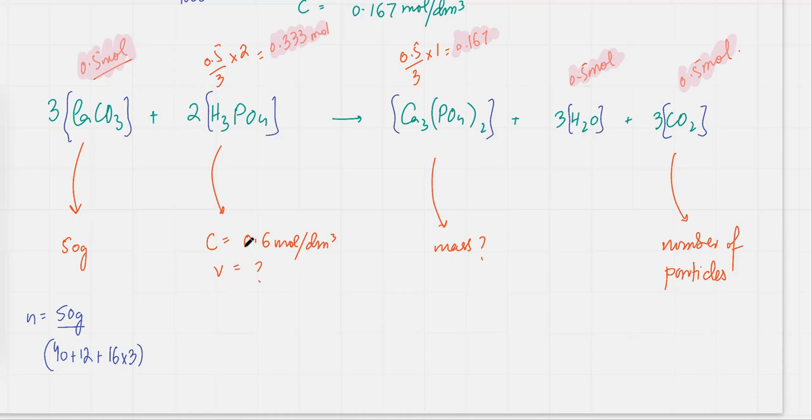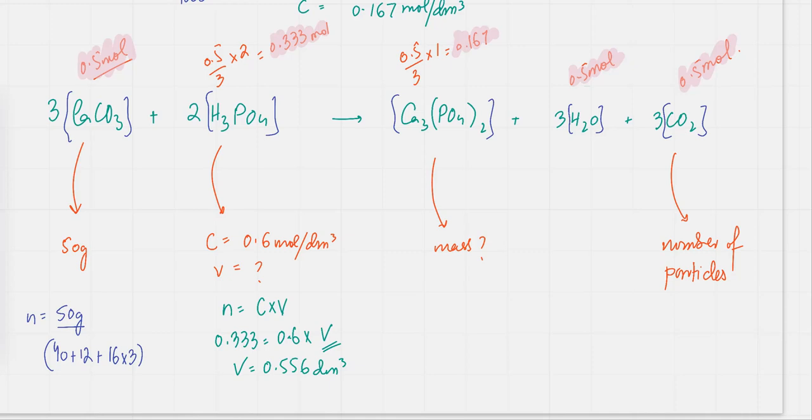So he's giving you the concentration and the volume. So all you have to do is keep on applying formulas. Moles is equal to concentration times volume. So you have the moles, it's 0.333 and concentration is given 0.6 and the volume is not known. To find the volume, what is coming? It's 0.555. So the volume is coming out to be 0.556. It will get rounded off. And it's 0.556 dm cube.